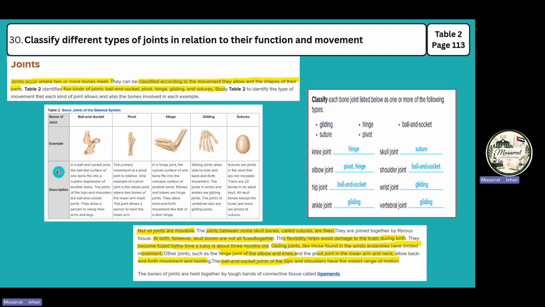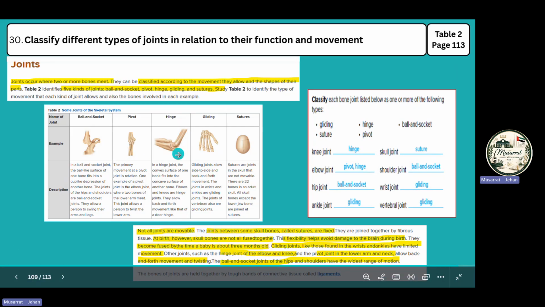So ball and socket joint, the ball-like surface fits into the socket-like part of the other bone. These joints are found in the hips and shoulders. They allow more movement. You can swing your arms and legs, so movement is allowed in all directions. Pivot is rotation, mainly joint rotation. One example is our elbow joint, where two bones of the lower arm meet. So you can rotate your lower arm. This joint allows a person to twist the lower arm, and it is also found in our neck to rotate our neck.